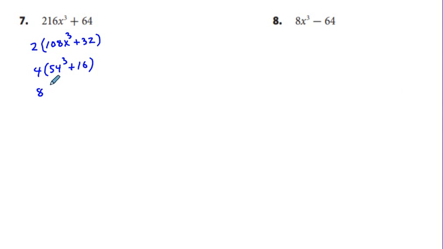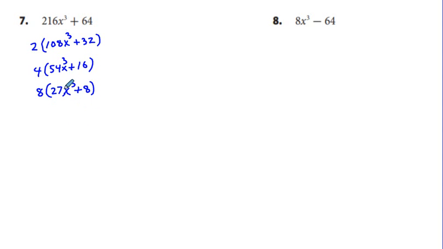And we can factor another 2 out of here and get 8 times 27x cubed plus 8. And so we have that in place, but I think we would have been able to do that even with the original. But that's the principle: use greatest common factor first.